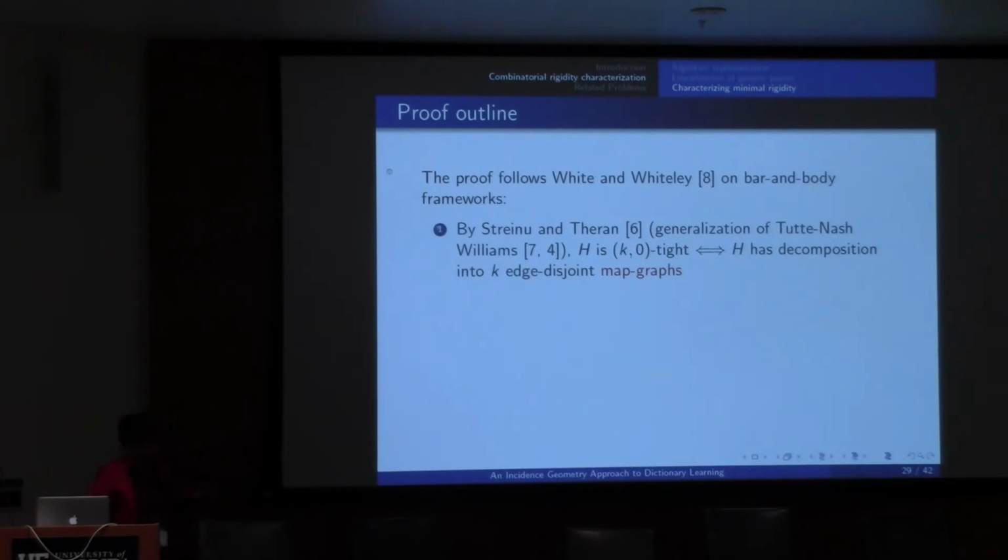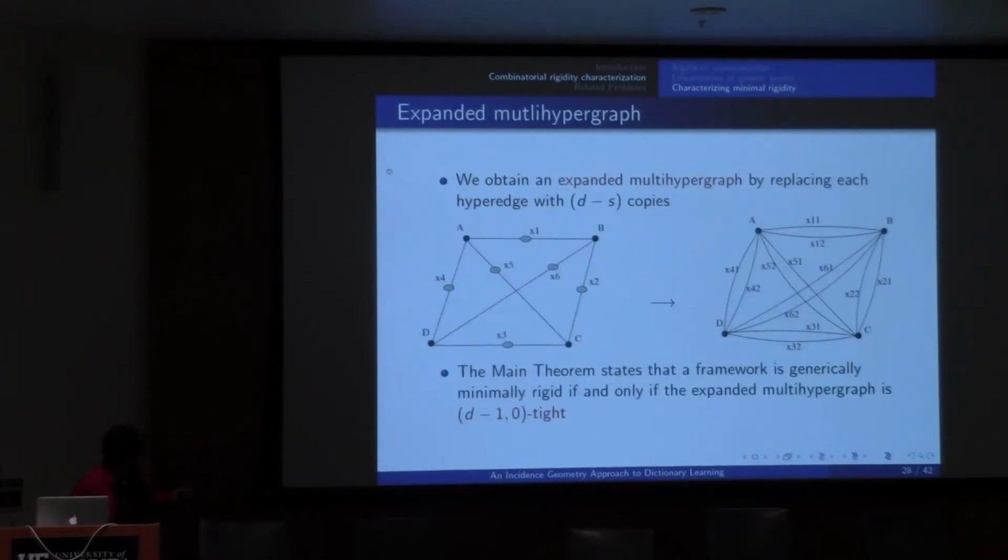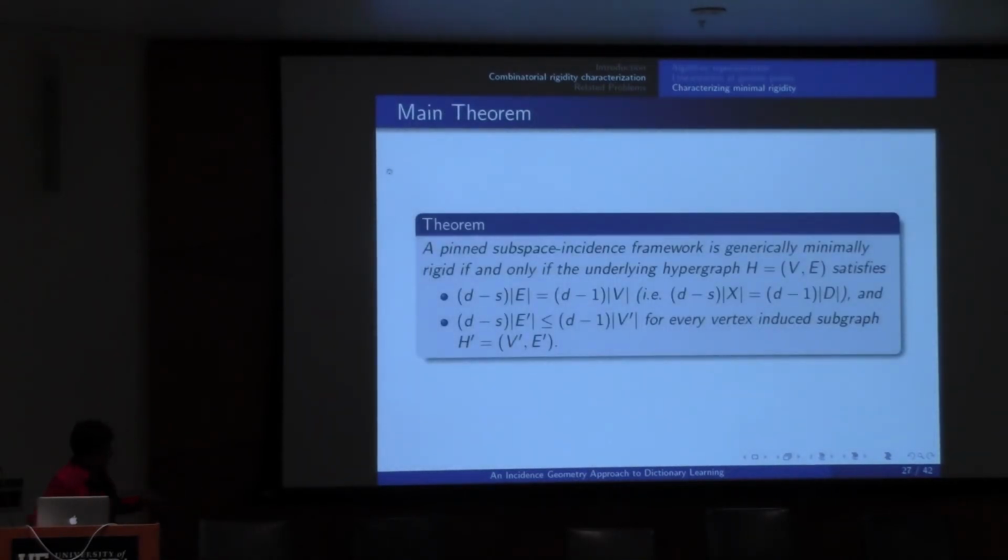So we want to prove that this sparsity condition or tightness condition corresponds to generic minimal rigidity, which means full rank of the rigidity matrix. So we want to get something about rank from some counting condition here on the hypergraph. And to do that, we do it in 2 steps. We first convert this sparsity condition into a decomposition of the hypergraph.